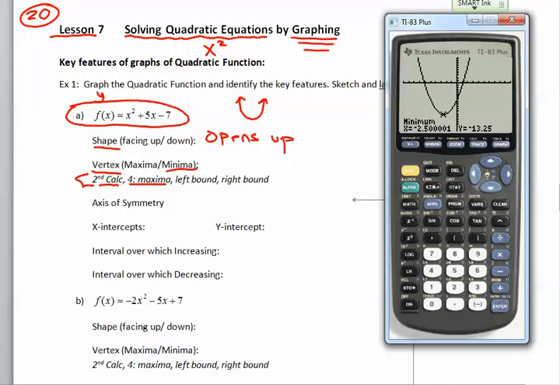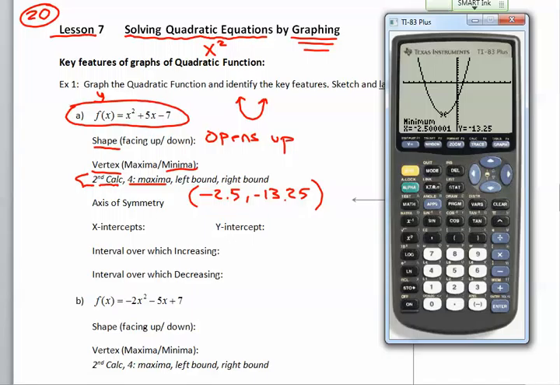And right there, it's going to give me the coordinates of my minimum, which are negative 2.5 and negative 13.25. So I can go ahead and write that in here for my vertex, for my minimum. Negative 2.5, comma, negative 13.25. Those are the coordinates of my minimum, my vertex. Everybody good on that?